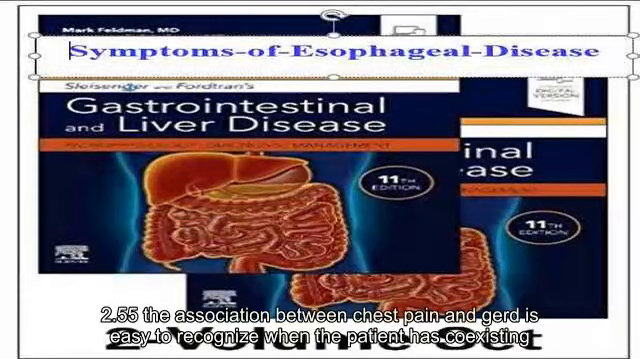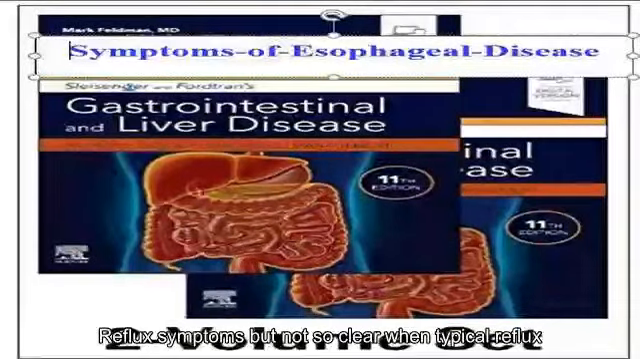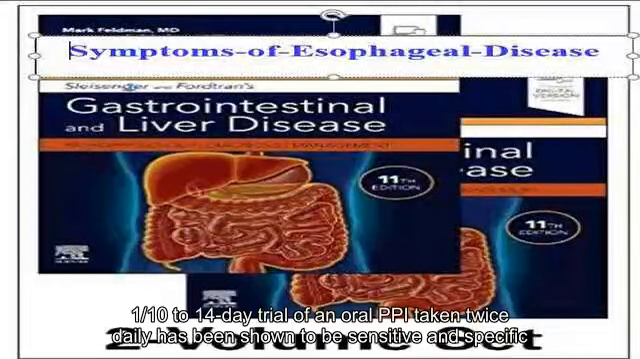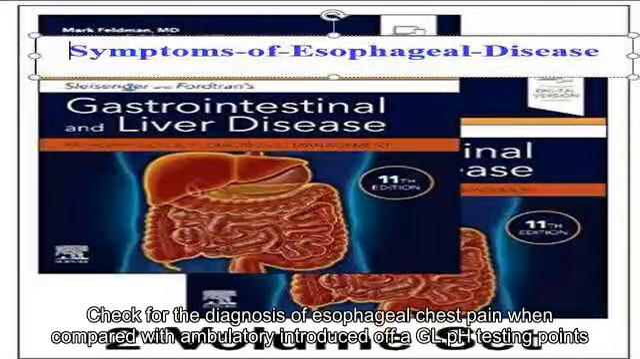The association between chest pain and GERD is easy to recognize when the patient has coexisting reflux symptoms but not so clear when typical reflux symptoms are absent. A 10 to 14-day trial of an oral PPI taken twice daily has been shown to be sensitive and specific for the diagnosis of esophageal chest pain when compared with ambulatory intraesophageal pH testing.